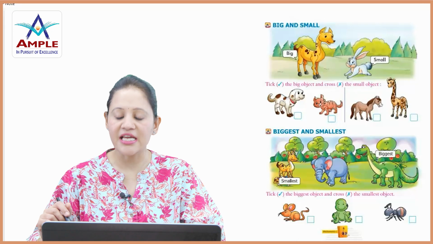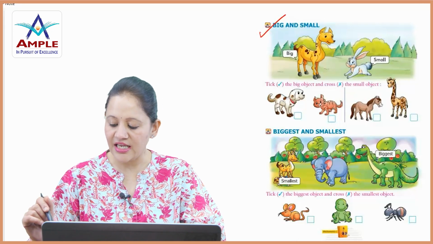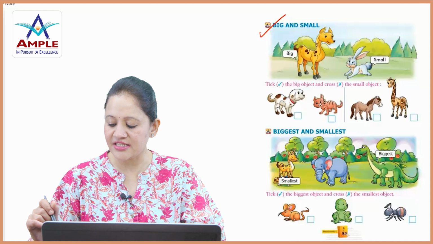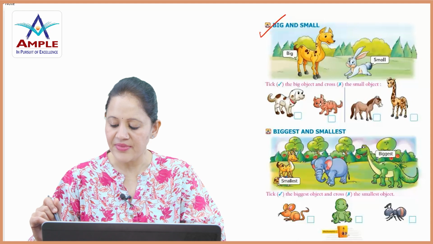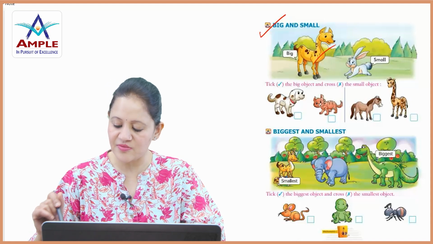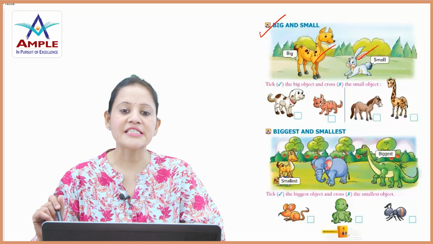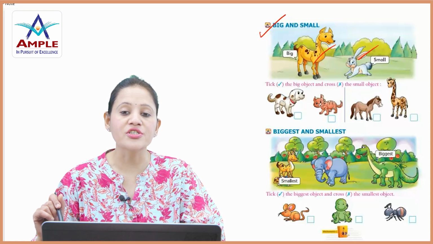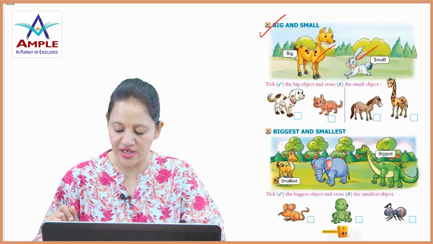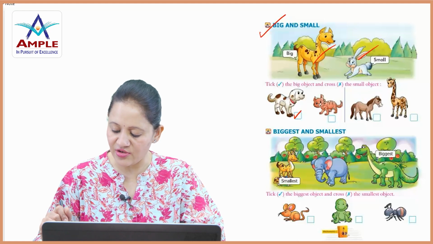Next is big and small. Again, big, we are talking about the size. Here you can see the deer and the rabbit. Deer is bigger in size than the rabbit and rabbit is smaller than the deer. So this is big and this is small. Clear? Next, take the big object and cross the small object. So which one is bigger? This one. So we'll take it and cross this one.